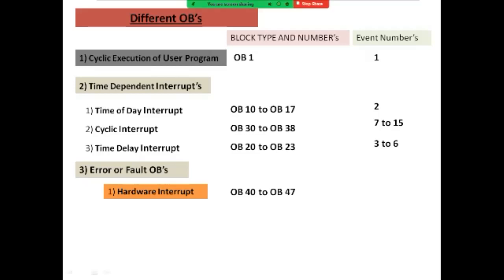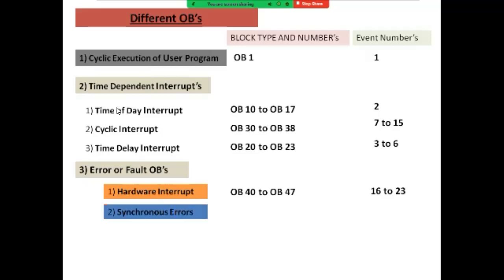In such a case, you have to download this OB number 40. You can download this as an empty block, or you can write any program in it. It's not mandatory to write any program in it. So we have some OB numbers 16 to 23.